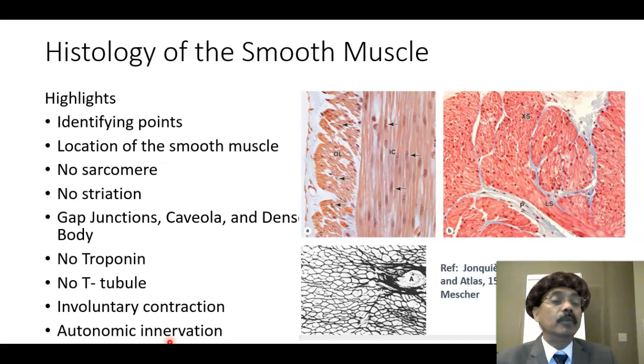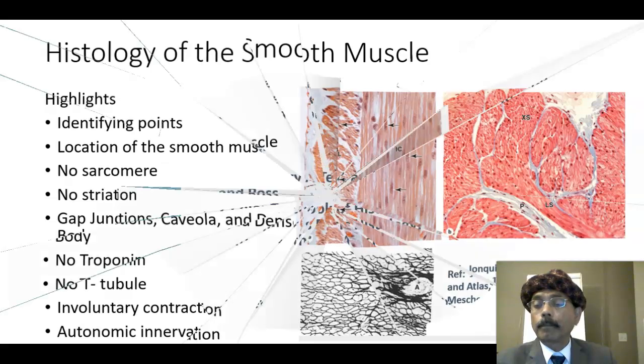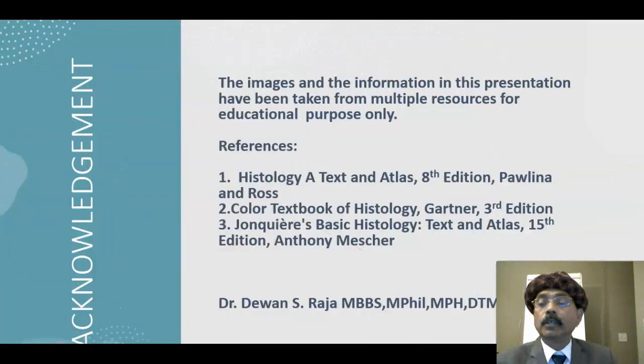In the case of the uterus, we have oxytocin from the hypothalamus via the posterior pituitary. We also have the same hormone working on the lactating breast to eject milk. So these are my references, and that's all about the histology of the smooth muscle.